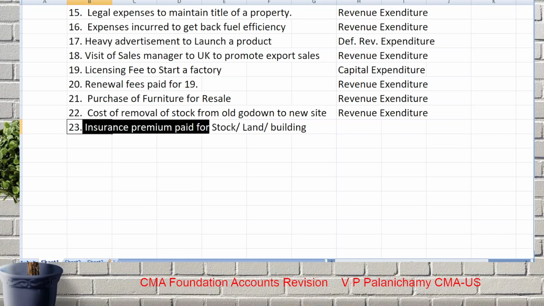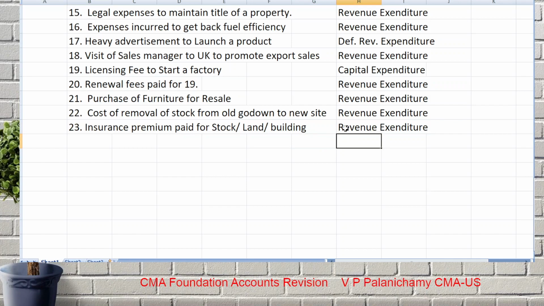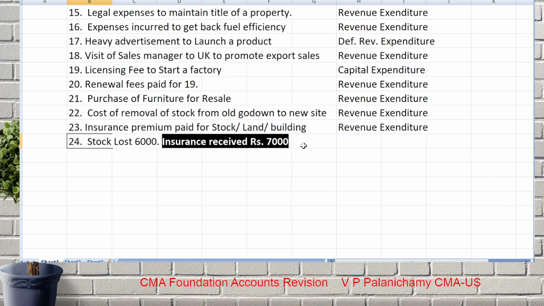Insurance premium we have taken for our stock, land and building. Revenue expenditure. Stock lost, 6,000. Insurance received, rupees 7,000. What about this insurance received?